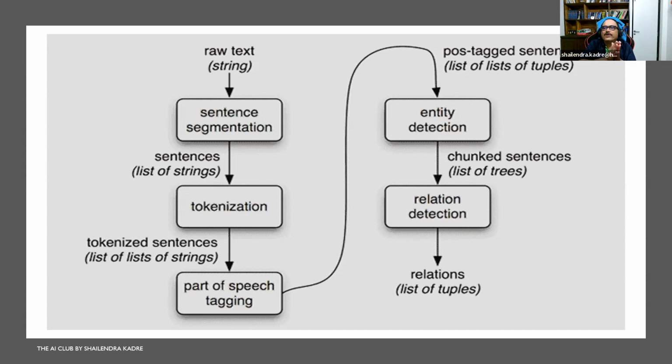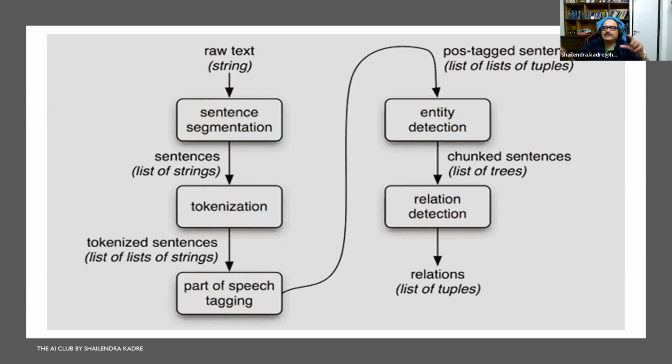After that, we enter into semantic processing. So we do entity detection. Entity detection is nothing but your NER, named entity recognition. So from entity detection, we enter into semantic processing. And then the next part is chunking and relationship extraction. So that's what is your NLP flow diagram. Okay. So we have seen named entity recognition, we have seen chunking.